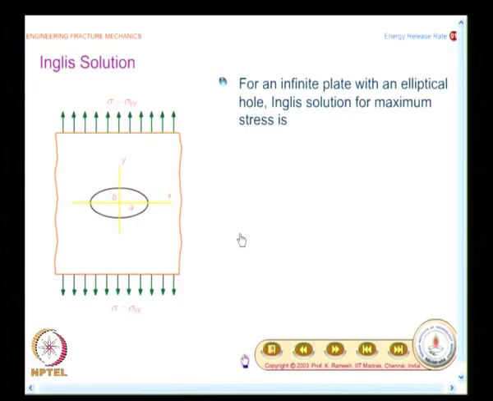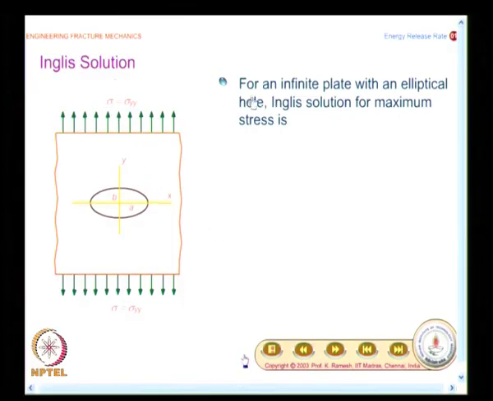We will now move on to the chapter on energy release rate. In fact, many concepts in fracture mechanics can be comfortably understood by looking at the energy. Although we have seen in the earlier classes the solution by Inglis, for the sake of continuity we will start with that. And what have we learned in an Inglis solution?